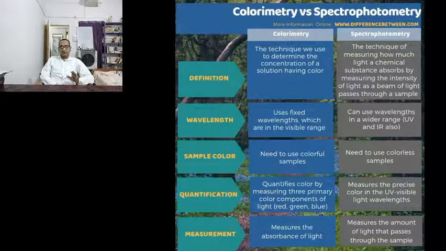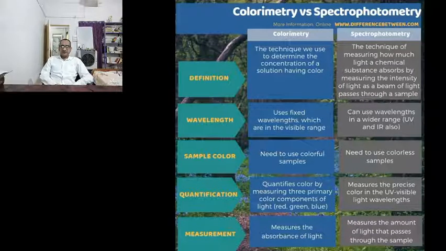I already told you, it can even take the measurement in the UV range, because DNA and some of the proteins, because of some amino acids like tryptophan, absorb the light in the UV range. So you have to take the measurement in the UV spectrum.